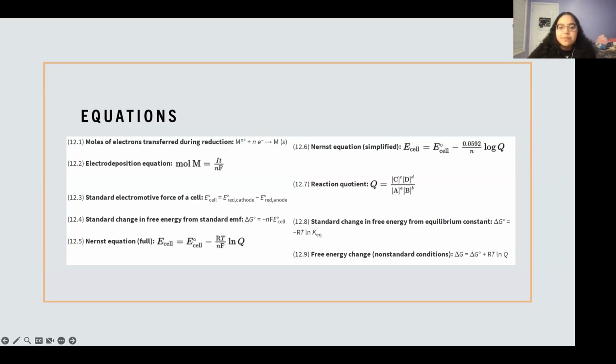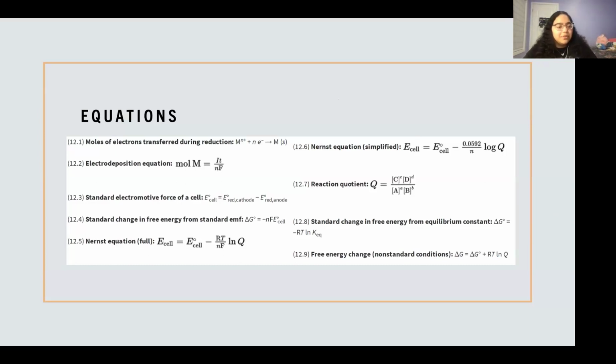You can also simplify if you're at standard temperature, with RT divided by F. And then the change in free energy, negative RT ln K, we've seen that one, and we've also seen that delta G is the standard state delta G plus RT ln Q. So those are thermo coming back. Thermo and electrochem tie in, as you can see with delta G and such.